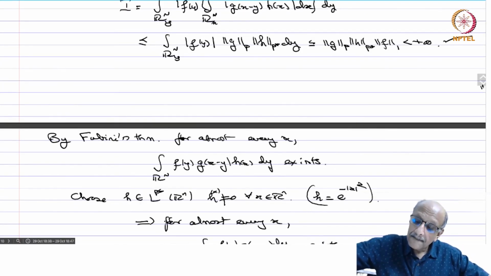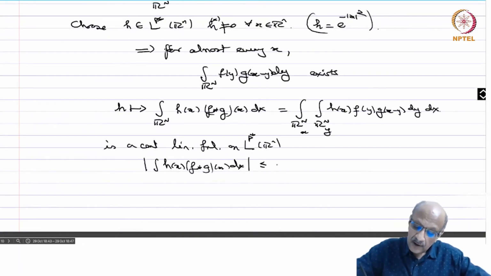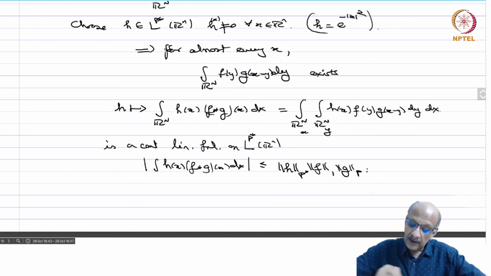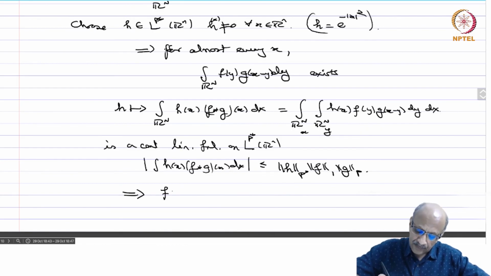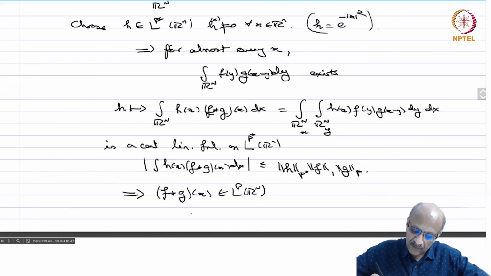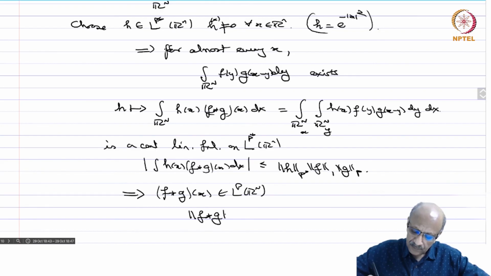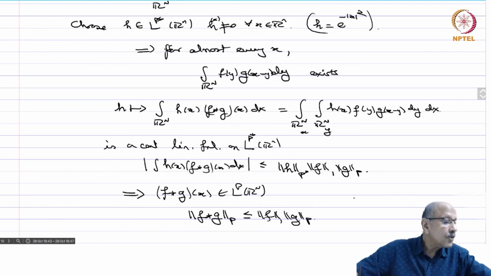Therefore you have norm h in Lp star, norm f in L1, norm g in Lp. Okay, and therefore this is a continuous linear functional, and hence by the Riesz representation theorem, since 1 less than p less than infinity, f star g of x belongs to Lp of Rn, because that's the dual of Lp star, and you have norm of f star g in Lp less than or equal to norm f in L1 times norm g in Lp, and that is exactly Young's inequality which we wanted to show.